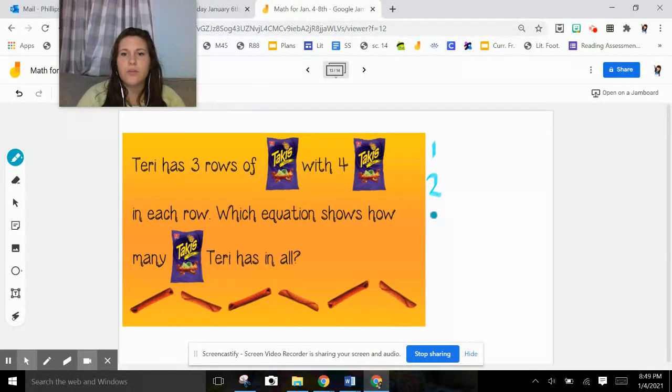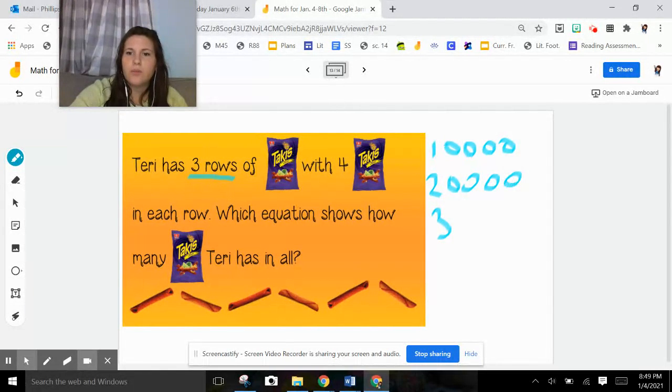1, 2, 3. And then after the 3 rows, it says there are 4 Takis in each row. So we're going to put 4 Takis in each row. 1, 2, 3, 4. 1, 2, 3, 4. 1, 2, 3, 4. And try to line them up as best as I can.